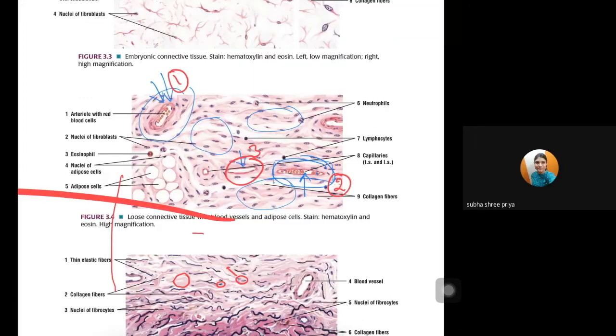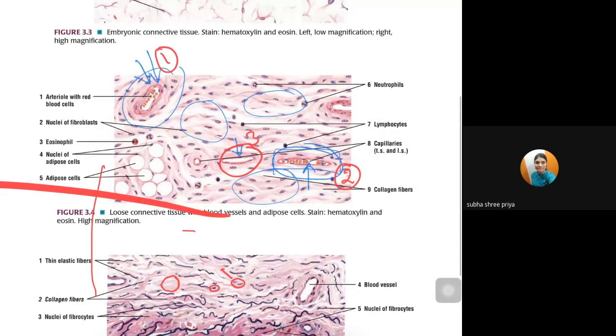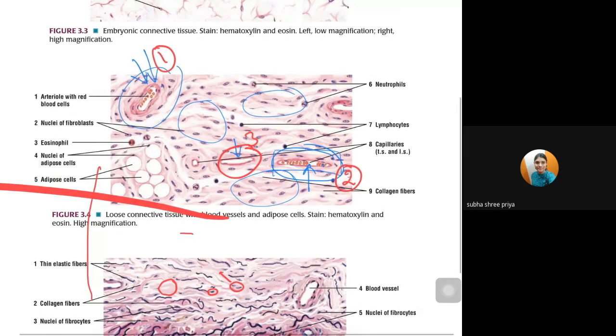Figure 3.4, loose connective tissue, white blood cells and adipose cells, stain hematoxylin and eosin. On the picture, first one is an arteriole with red blood cells, second is nuclei of fibroblasts, third eosinophil, fourth nuclei of adipose cells, fifth is adipose cells, sixth neutrophils, seventh lymphocytes, eighth capillaries, and ninth collagen fibers.